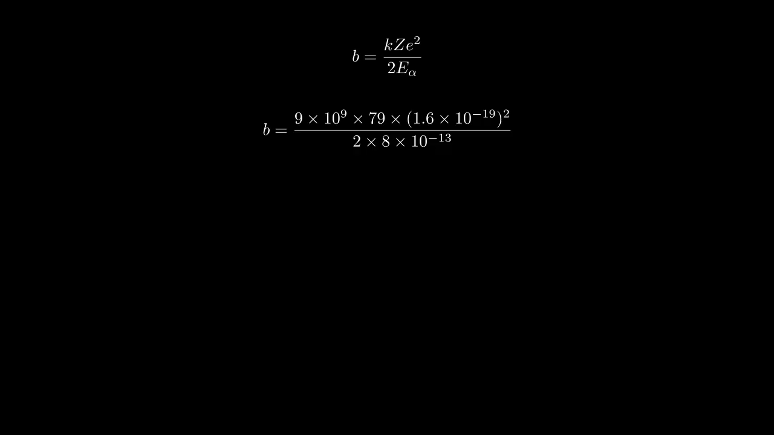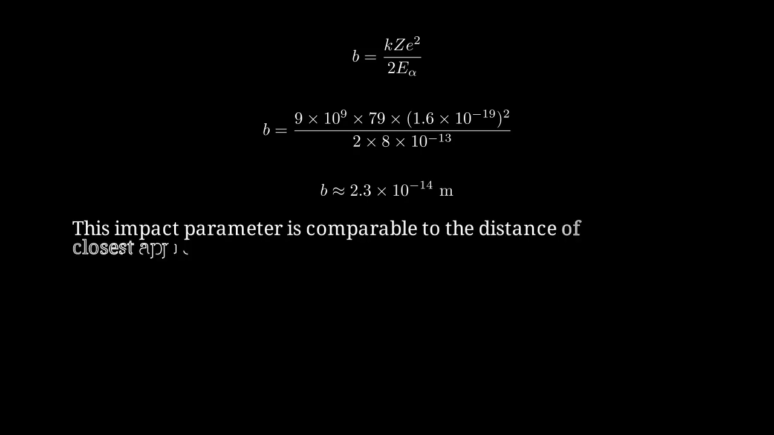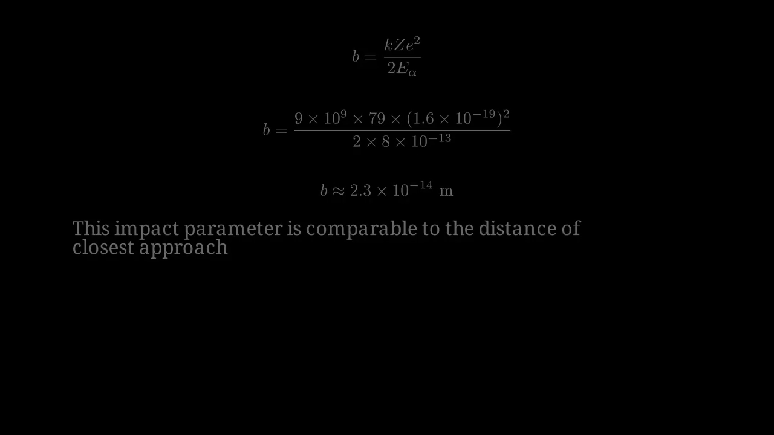Substituting values. k equals 9 times 10 to the 9th. Z equals 79. e equals 1.6 times 10 to the negative 19. E alpha equals 8 times 10 to the negative 13. This gives b approximately 2.3 times 10 to the negative 14 meters, or 23 femtometers. Notice this impact parameter is comparable to the distance of closest approach we calculated earlier, which makes physical sense.